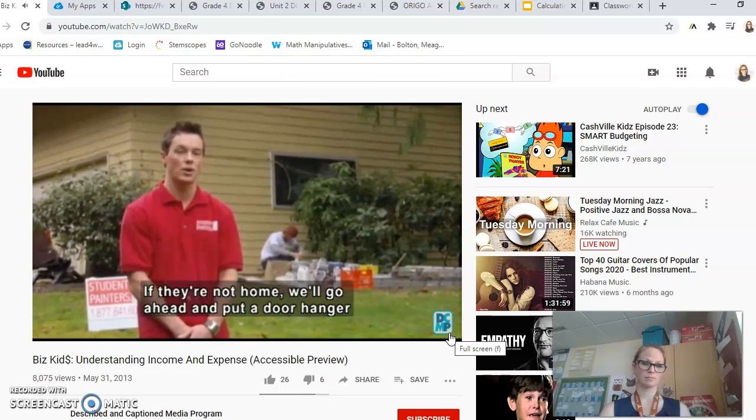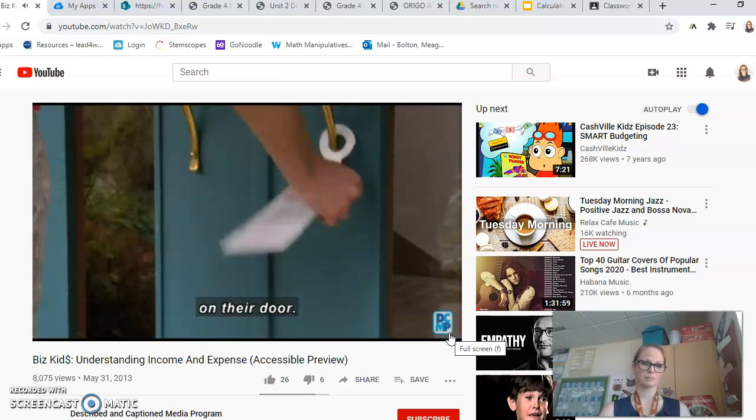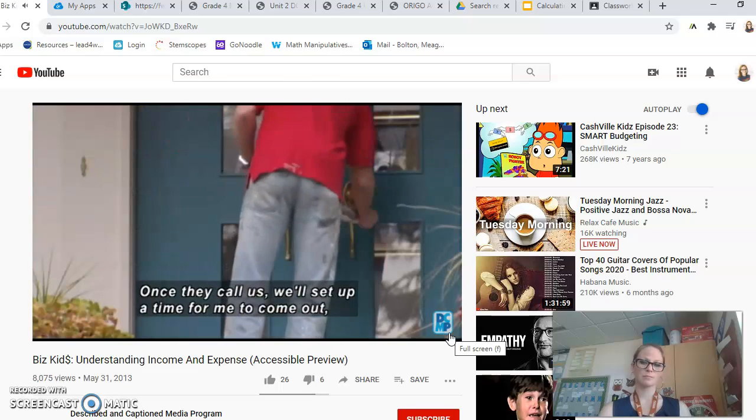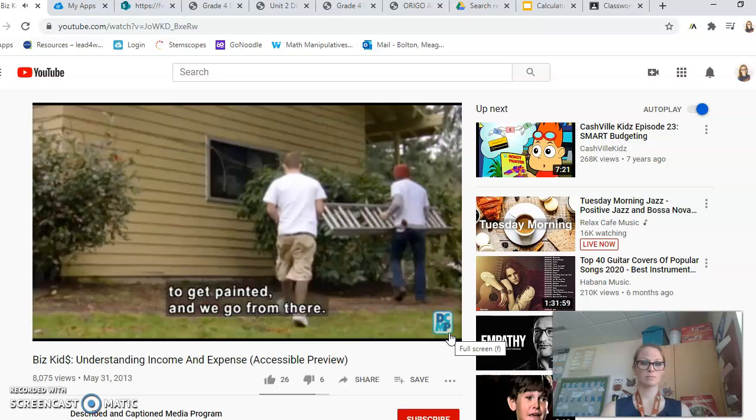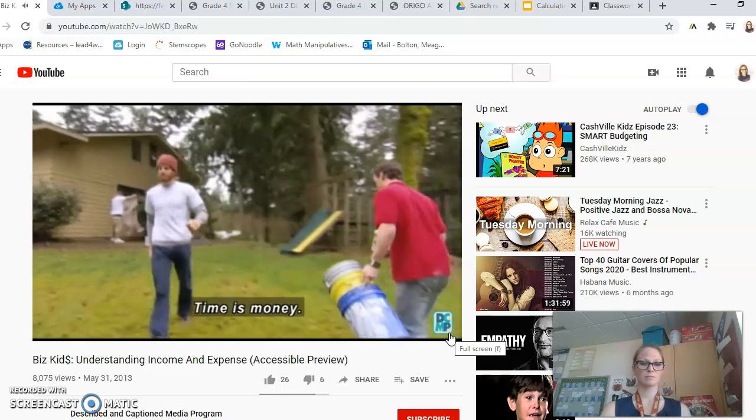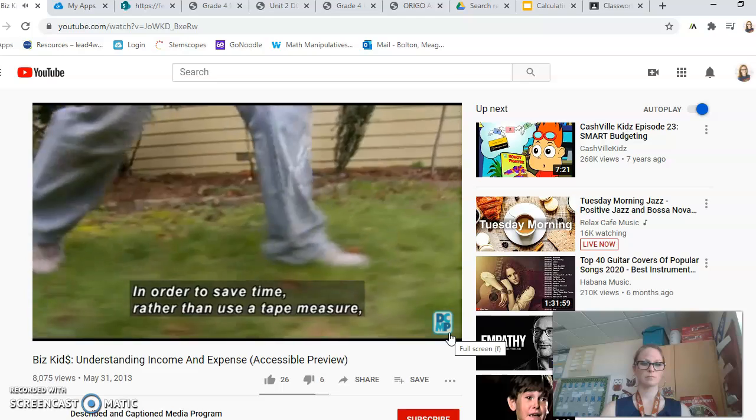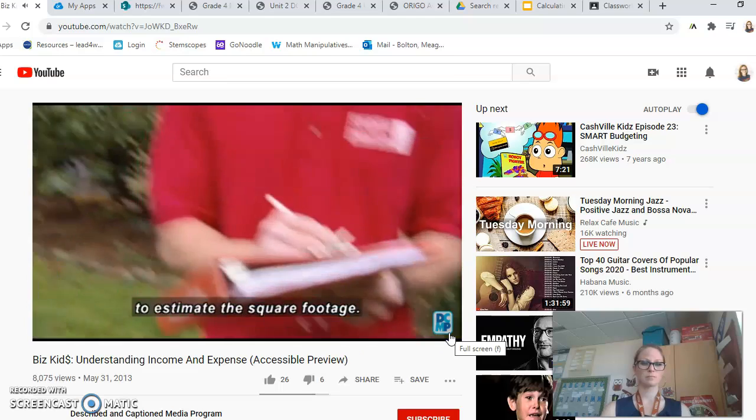If they're not home, we'll go ahead and put a door hanger on their door. Once they call us, we'll set up a time for me to come out, estimate the house, see how much it's going to cost, we get painted, and we go from there. Time is money. In order to save time, rather than use a tape measure, I pace off the size of the house to estimate the square footage.